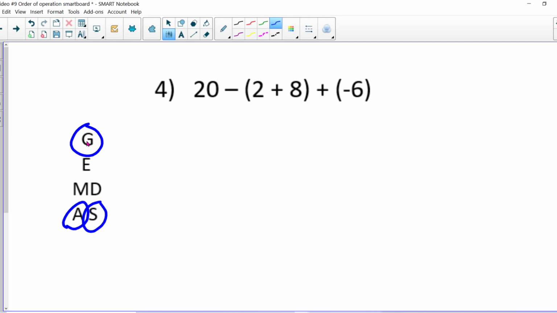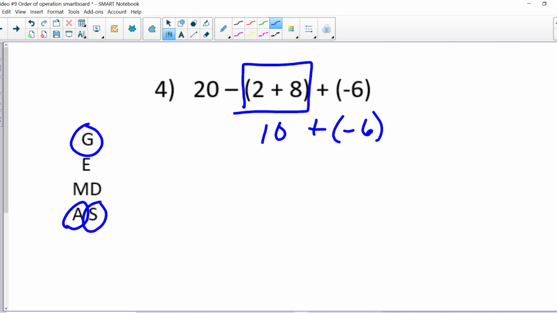So which one do we do first? The grouping symbol. So let's put a box around that. 2 plus 8, which gives you what? 10. So we put the answer right below it. Then we just bring everything else down that we haven't used in the problem. And the minus. All right, so we've done the grouping symbol.